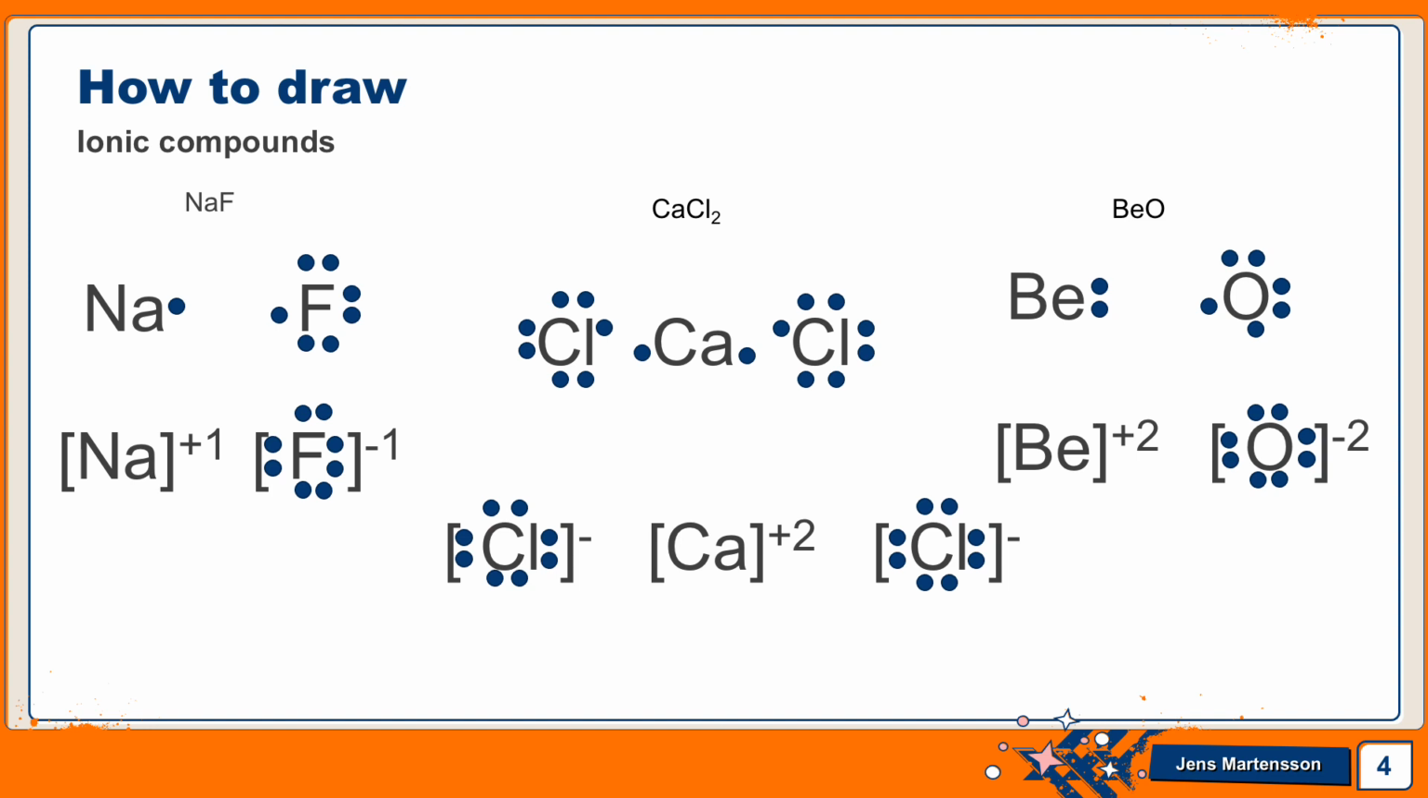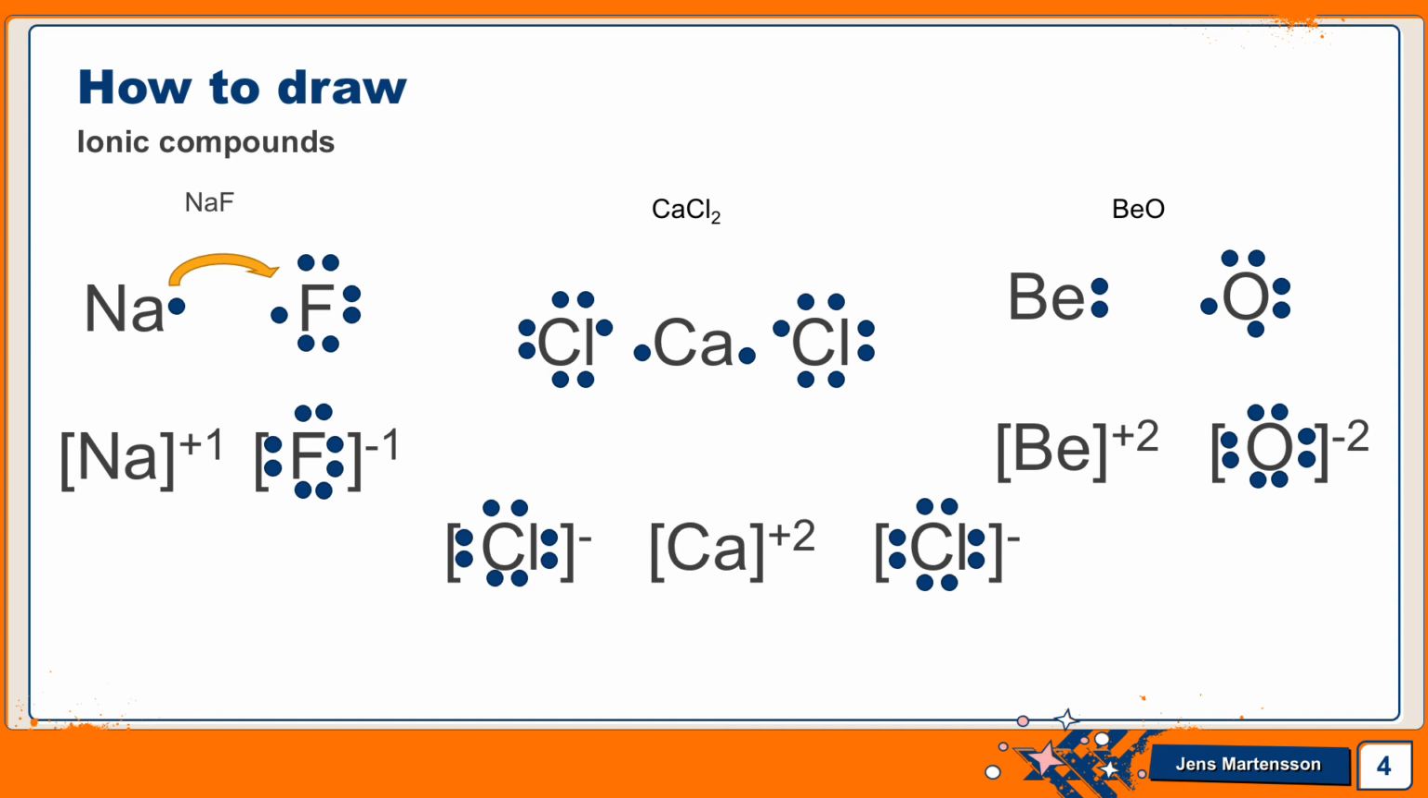So now let's look at how we draw a few ionic compounds. First up, we have sodium fluoride, and we know it's ionic because sodium is a metal and fluorine is a nonmetal. So you can see here that sodium has one valence electron and fluorine is in need of a valence electron. So sodium is going to transfer that electron over to fluorine and cause the charges to become a negative charge and a positive charge.